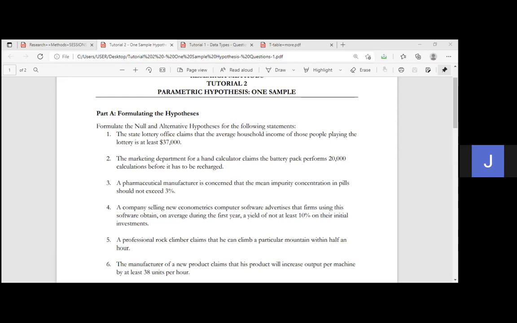Please, the word here is within half an hour. So in that case, it's going to be less than or equal to. Okay, so the word is less than or equal to, and that is contained in which hypothesis? That's the null hypothesis. And what tail would that be? That would be a one tail. Thank you very much. Do you agree? So within is less than or equal to.